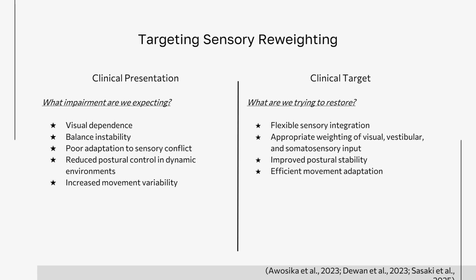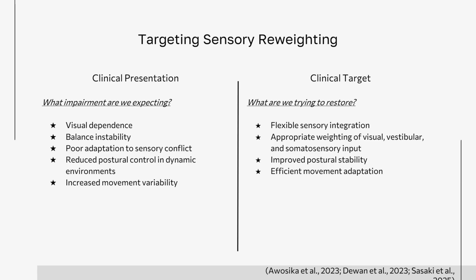Reduced postural control in dynamic environments. They have reduced postural control in general. We went over that study by Dewan and Awosika, and in general, they hold themselves tight, they shrink tighter to bring their center of gravity in, which makes them more rigid and makes them less capable of adaptation with movement or significant perturbation. And increased movement variability. They're not sure what's going on, right? Can't plan or stick to a plan of movement with these impairments.